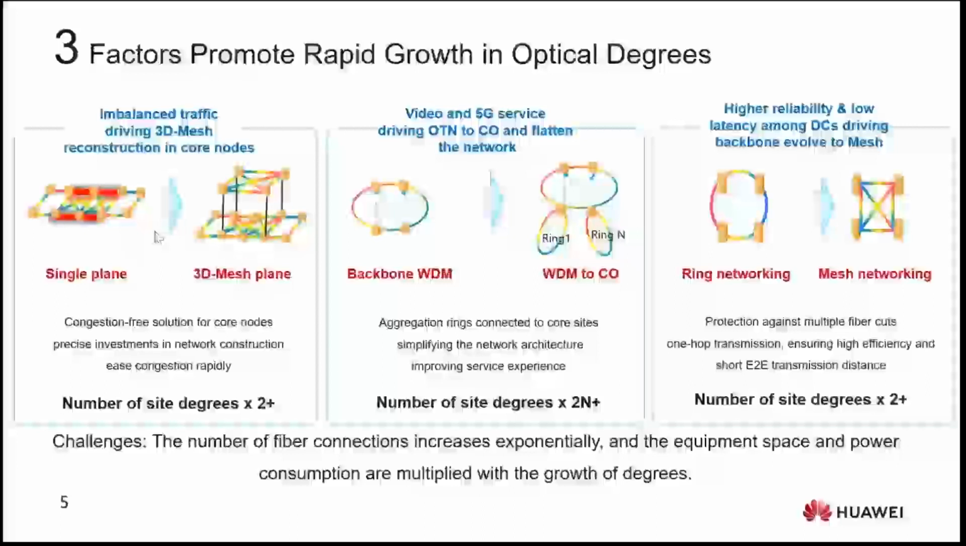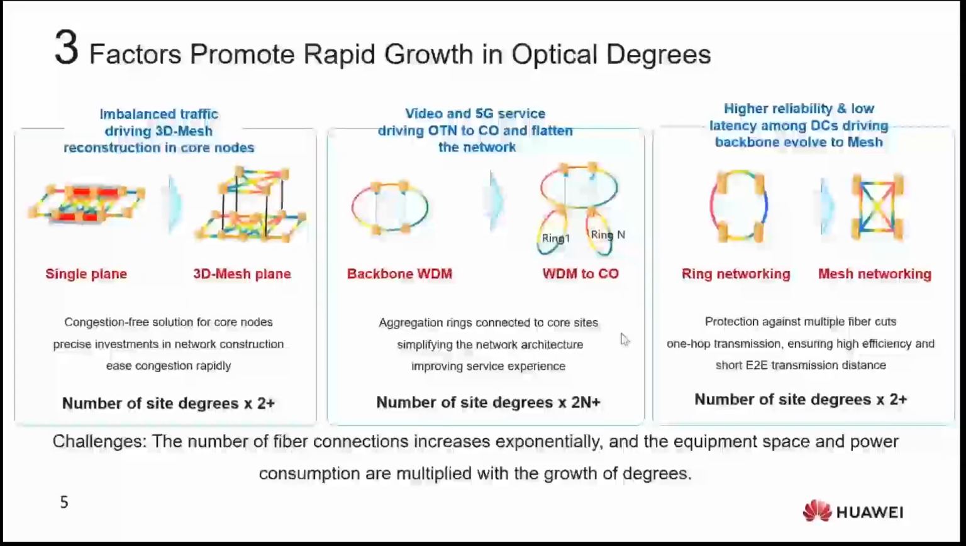Meantime, with video and 5G services coming to our life, the whole network is driving the OTN to the central office. That means the whole network will be flattened from the former 5 layers to 3 or 2 layers. So the lambda can go from the central office directly to the core network. That drives the node degree of the core network to increase dramatically. We show that there is more than a 2 times, 4 times, and even 8 times increase.